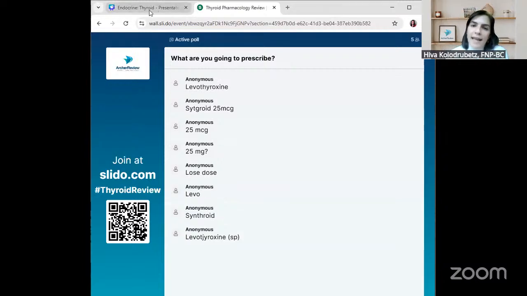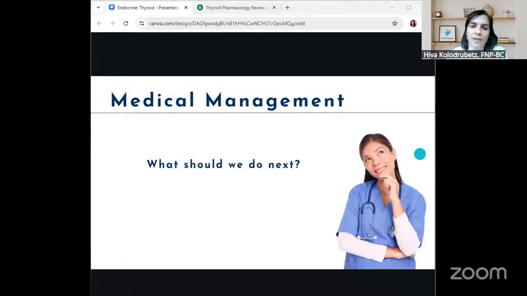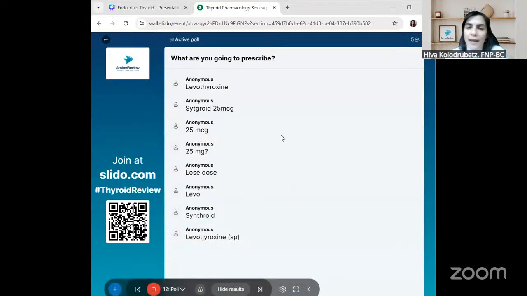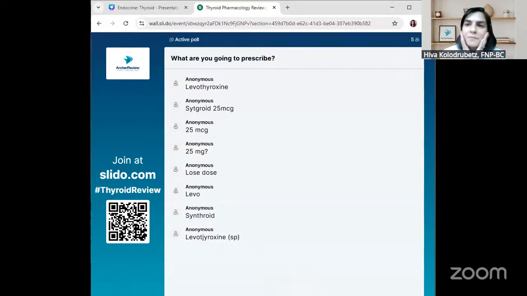I love it. Yes. All right. So you guys all started on levothyroxine, 25 micrograms. What are you going to counsel her on with this medication before I go to the next slide and show you guys? So absolutely, we're starting her on levothyroxine, 25 micrograms. What are we going to counsel her on with this medication?